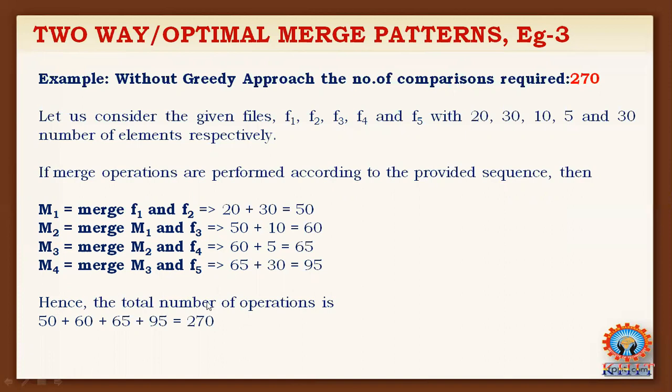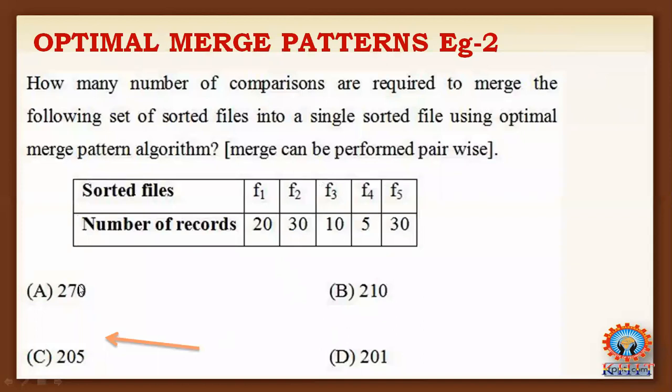Hence the total number of comparisons required: simply add all these, 50 plus 60 plus 65 plus 95. The total is 270 comparisons required here. So 270 comparisons are required without greedy. But in the given problem, the optimal solution is required, so this is not the correct answer.